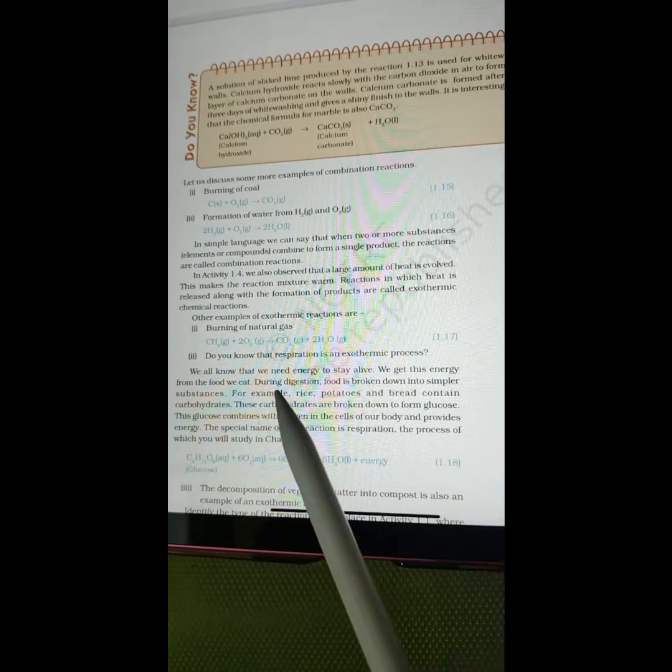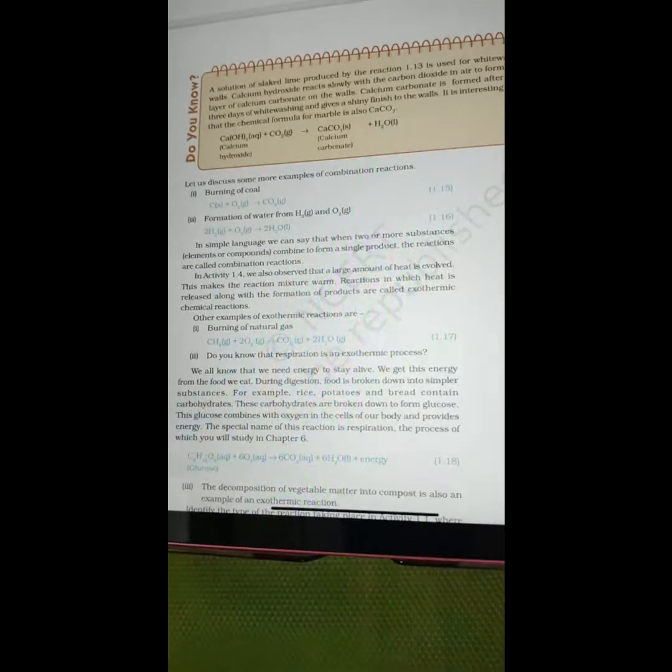Do you know that respiration is an exothermic process? We all know that we need energy to stay alive. We get this energy from the food we eat. During digestion, food is broken down into simpler substances. For example, rice, potatoes, and bread contain carbohydrates. These carbohydrates are broken down to form glucose. This glucose combines with oxygen in the cells of our body and provides energy. The simple name of this reaction is respiration, the process of which you will study in chapter 6.